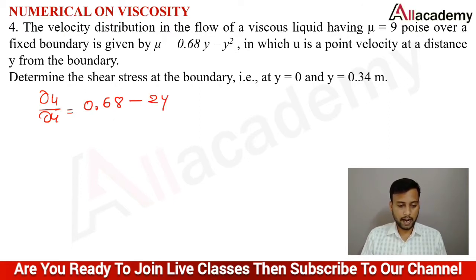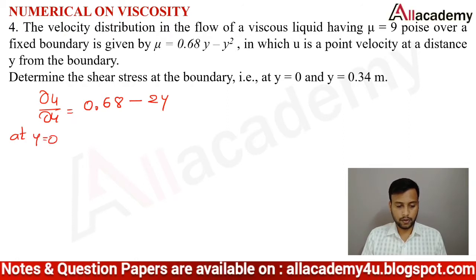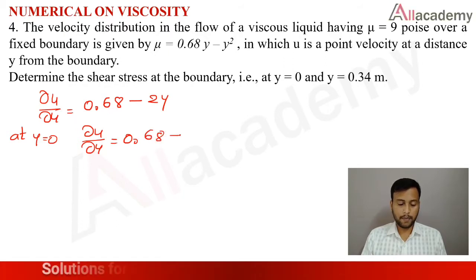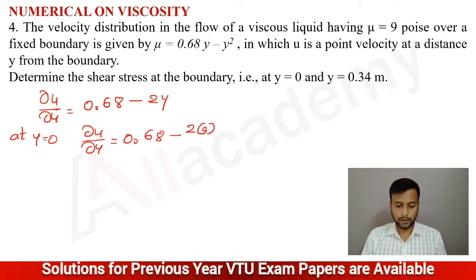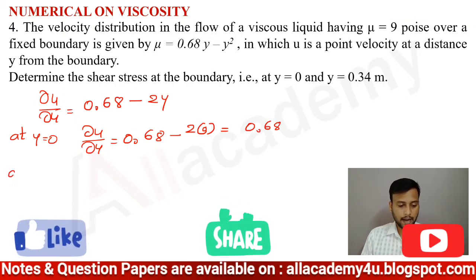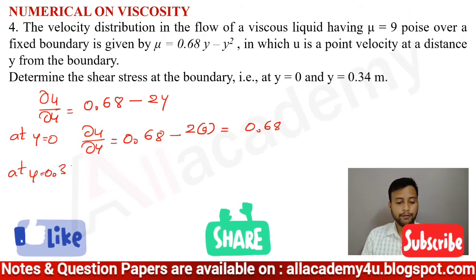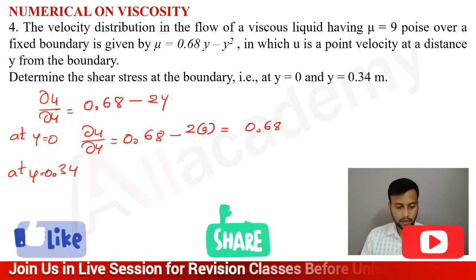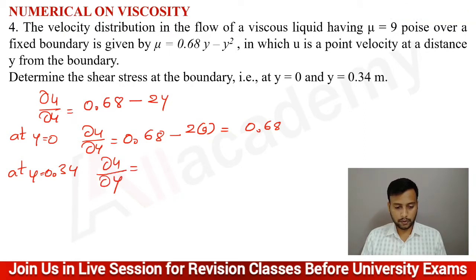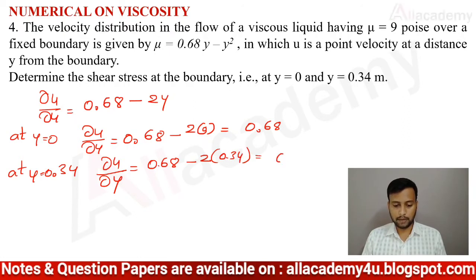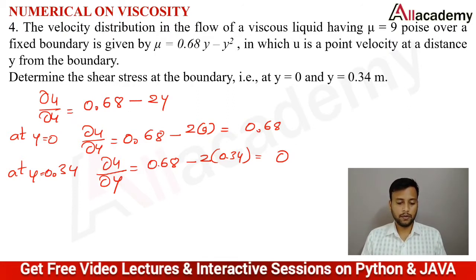First, at y equals 0, dou u by dou y is equal to 0.68 minus 2 into 0, which is 0.68. Similarly at y equals 0.34, dou u by dou y is equal to 0.68 minus 2 into 0.34. So 2 into 0.34 will be 0.68, and 0.68 minus 0.68 becomes 0.